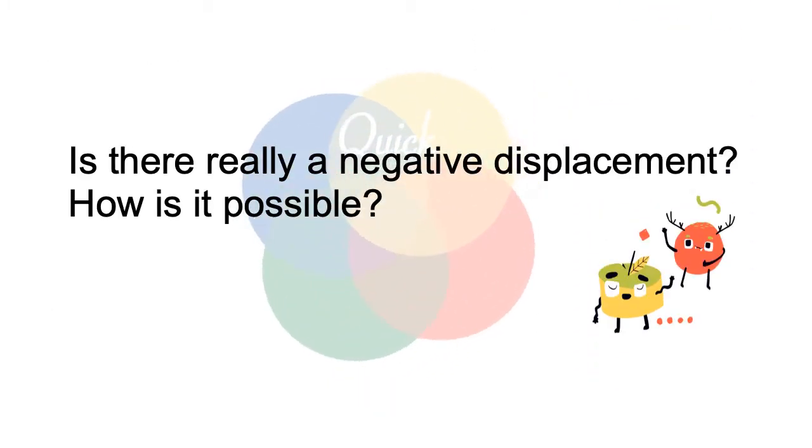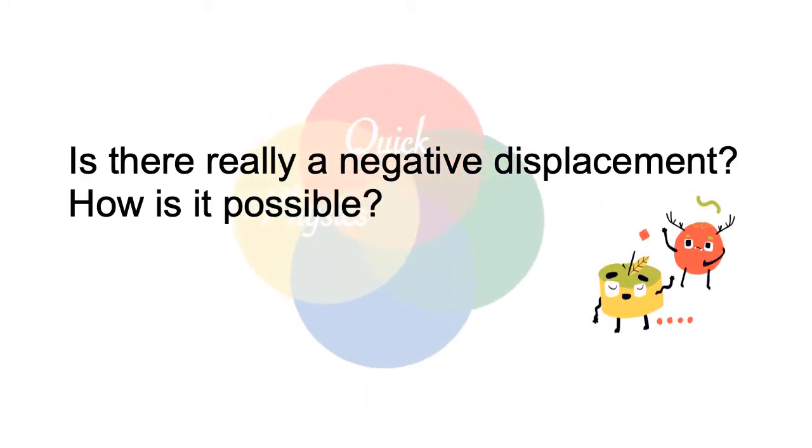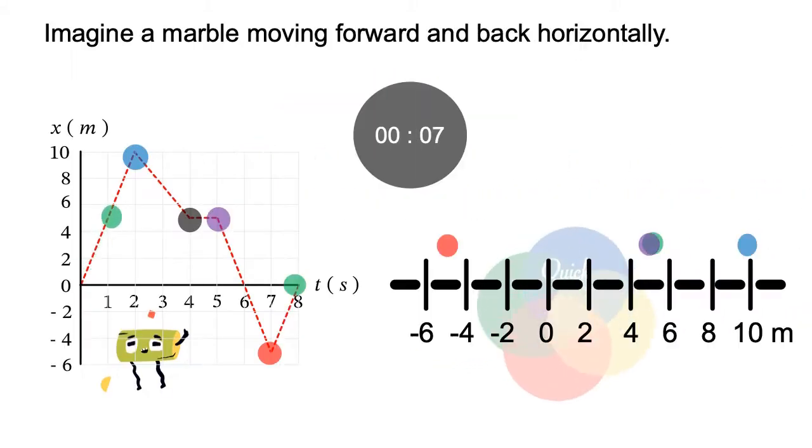Is there really a negative displacement? How is it possible? Simply put, imagine a marble moving forward and back horizontally.